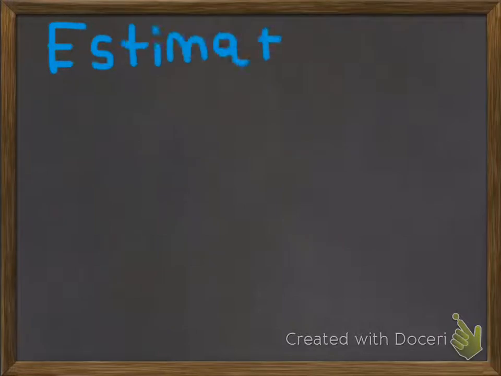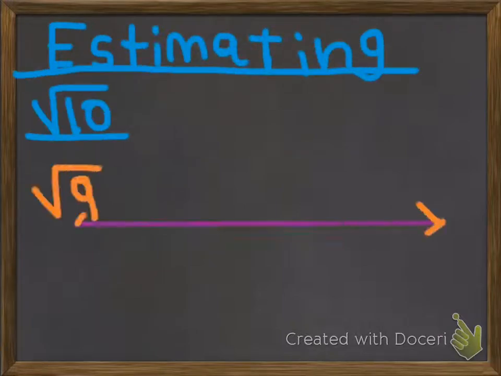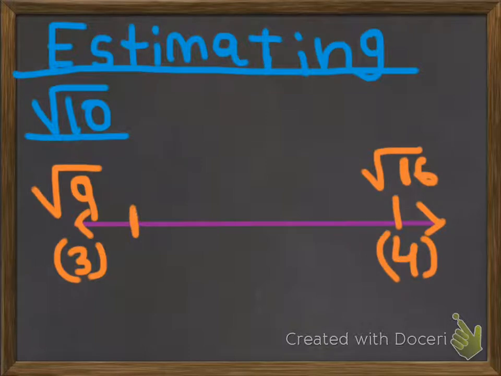Alright, so now our other example is estimating square root of 10. So, the two closest squares would be square root of 9 and square root of 16. So, in parentheses, I put where they are. So now, square root of 10, we have to estimate where it would be. Would it be closer to square root of 9, or would it be closer to square root of 16? So, by judging our estimate, I think it would be closer to square root of 9, because 10 is closer to 9, instead of 10 being closer to 16.